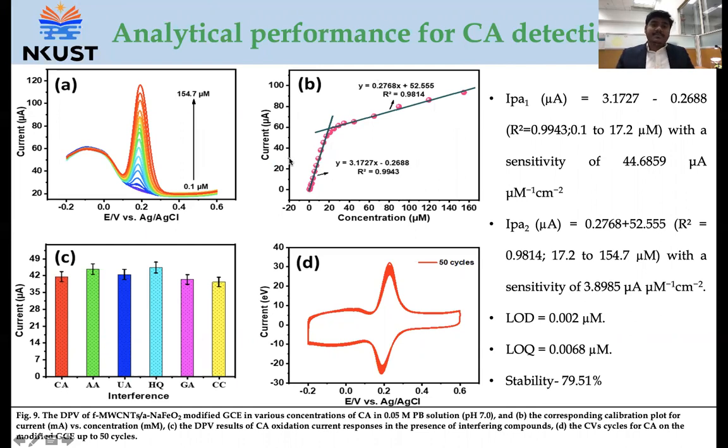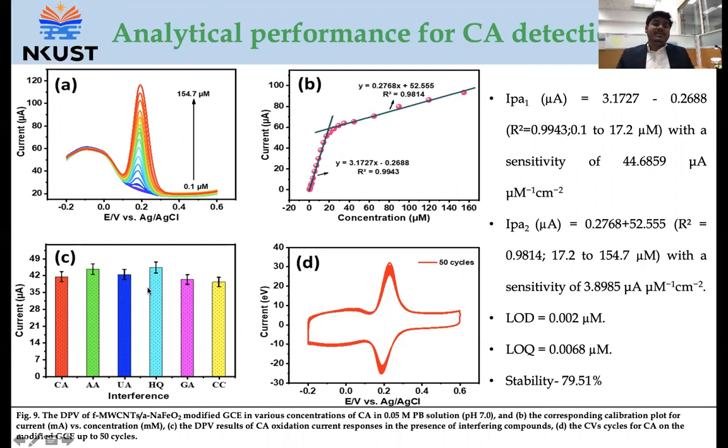Here the lower concentration level shows high sensitivity up to 17.2 micromolar. After reaching 17.2 micromolar of caffeic acid on the surface of the electrocatalyst, there is no active surface area left in the electrode and electrolyte medium. So after increasing the concentration from 17.2 micromolar to 154.7 micromolar, the sensitivity is low compared to the low concentration range, showing 3.89 microampere. This sensing performance shows a low LOD and low LOQ.